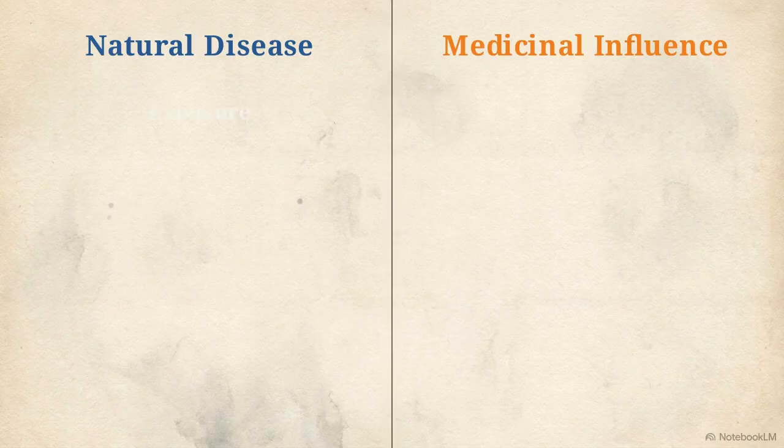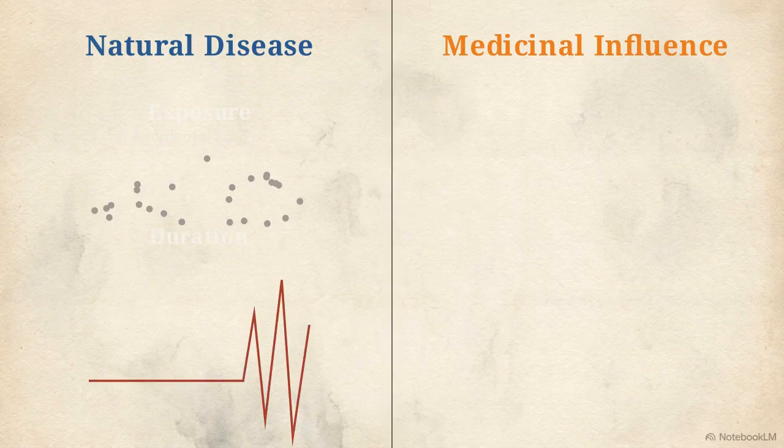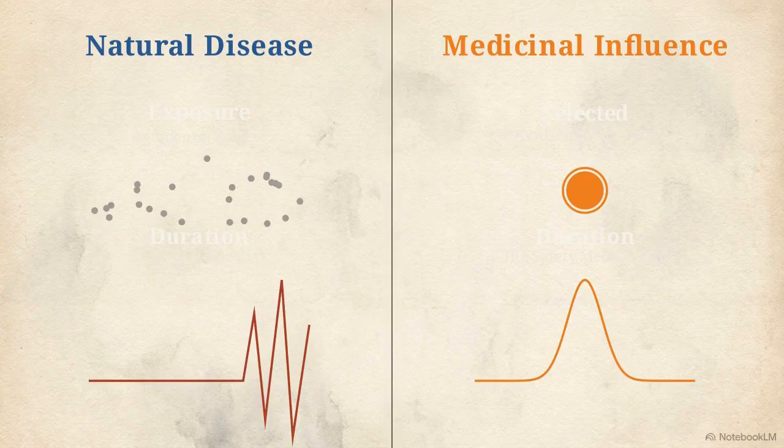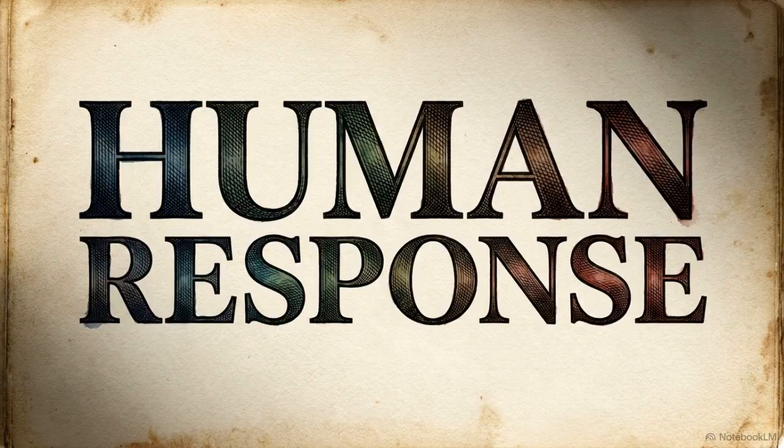On the left, relying on a natural disease is flawed. Environmental exposure is variable and completely accidental. It requires a specific individual susceptibility to even catch the illness, and once contracted, a natural disease can persist indefinitely, causing permanent tissue damage. On the right, the medicinal influence provides exact clinical advantages. It is intentionally selected by the practitioner to match the patient. It is easily controlled in its dosage, and it is designed to be strictly temporary.